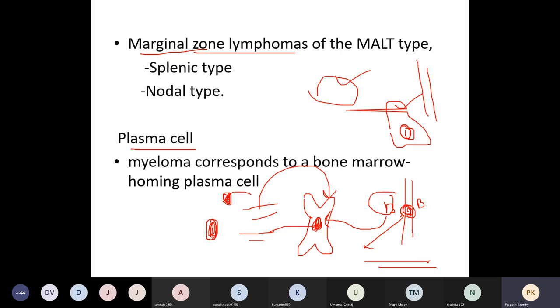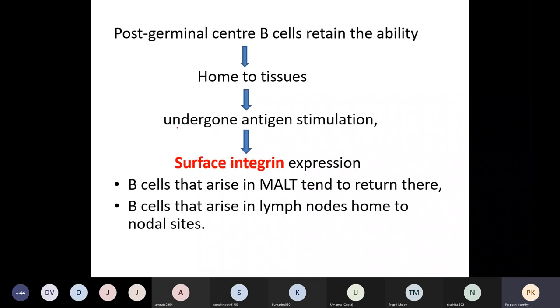Then why are they sitting only in your stomach? Like MALTomas are restricted to that mucosa only. Why are they not spreading? Why are they not going to lymph nodes? Why are they not spilling into the blood? See, we say plasma cell spilled into the blood is called plasma cell leukemia. Is there any entity called MALToma spilled into the blood, called MALToma leukemia, something like that? No. Even mast cells have mast cell leukemia. Correct? Yes, ma'am. Why don't we have it? Nobody knows. Okay.